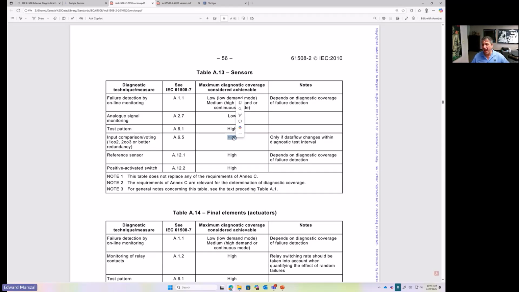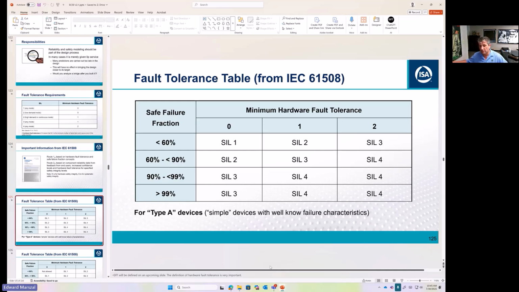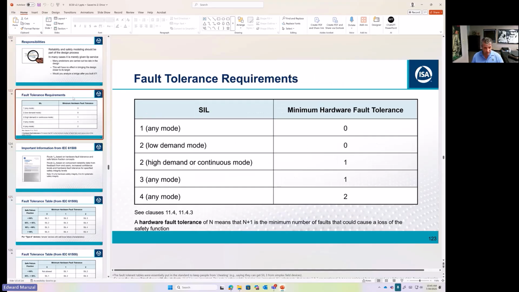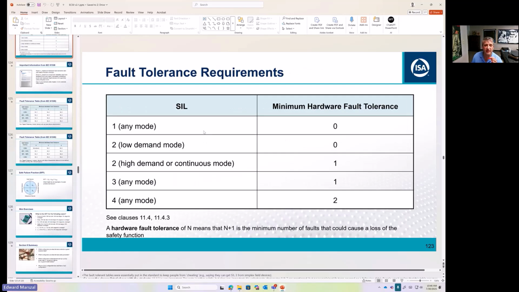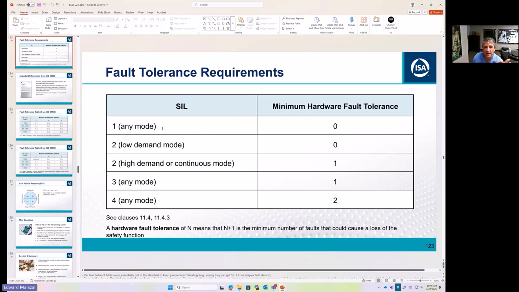Great. What the hell does high mean? Well, I'm glad you asked. Let's go ahead and pull up the ISA training again. So this is the ISA EC50 training, and there's a section in the EC50 training that talks about diagnostic coverages in the discussion of fault tolerance tables. So if you remember the fault tolerance tables, in the 1511 standard, the fault tolerance tables just say, what is your SIL? This is how much hardware fault tolerance you need.